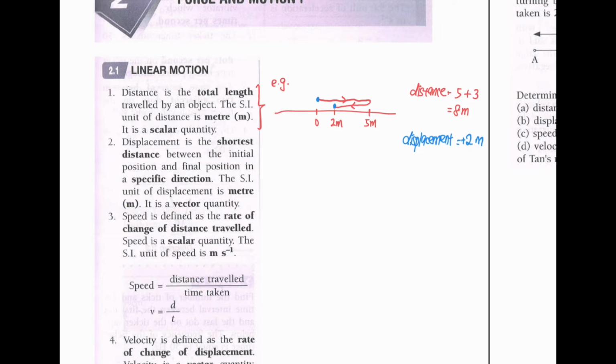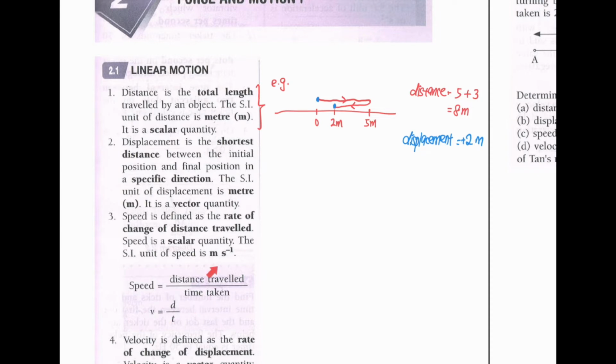Okay, so number 3. Speed is defined as the rate of change of distance traveled. Speed is a scalar quantity. The SI unit of speed is meter per second. So speed equals distance traveled over time taken, so v equals d over t.